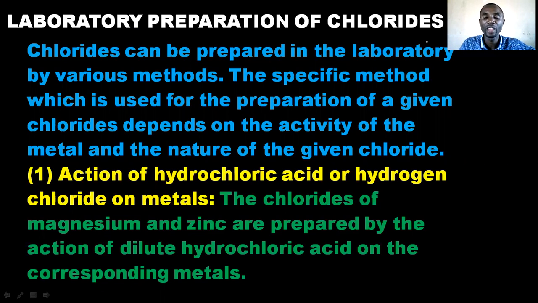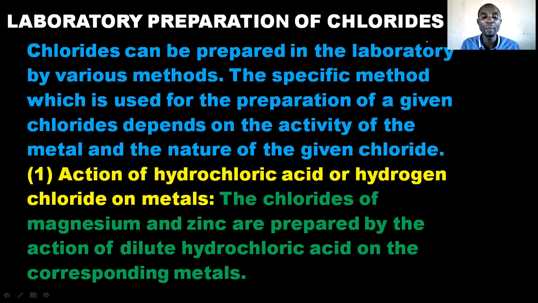Number one way in which chlorides can be prepared is this: action of hydrochloric acid or hydrogen chloride gas on metals. Of course, when a metal that is more reactive than hydrogen in the electrochemical series reacts with hydrogen chloride gas, it will displace hydrogen from that gas, and it will take its place.